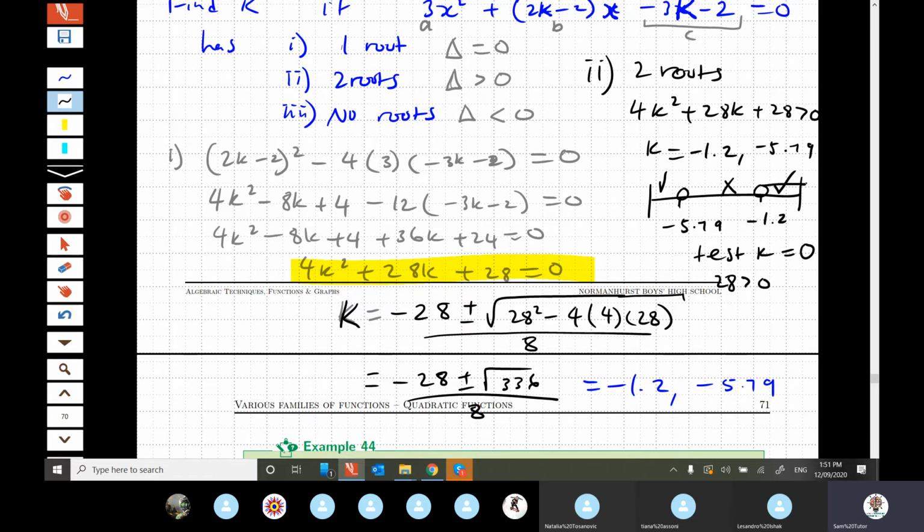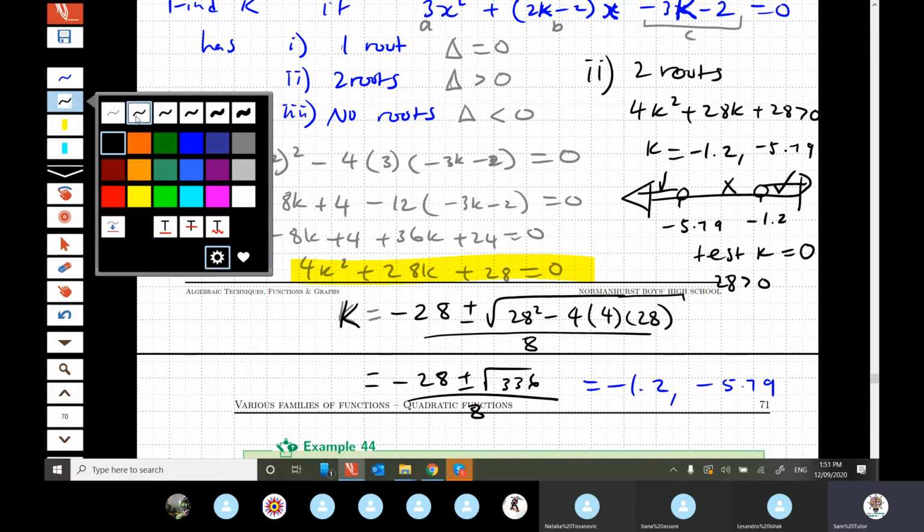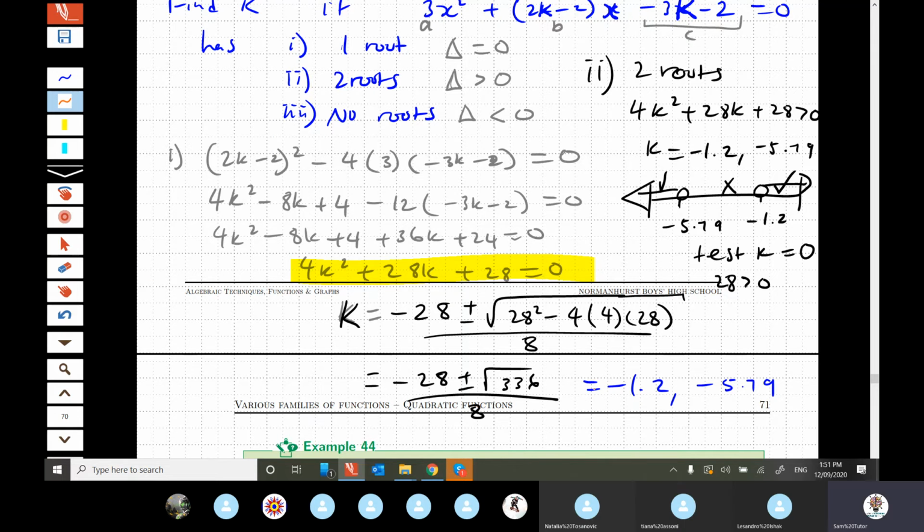So how do we write that? K is bigger than this, K is smaller than this. Simple. So your answer for double I should be, instead of being equals, K is greater than negative 1.2, K is less than negative 5.79. I think you guys get the idea.